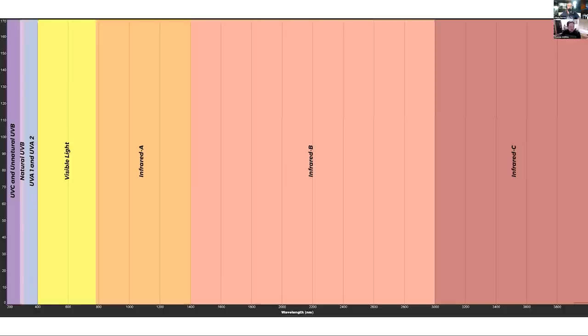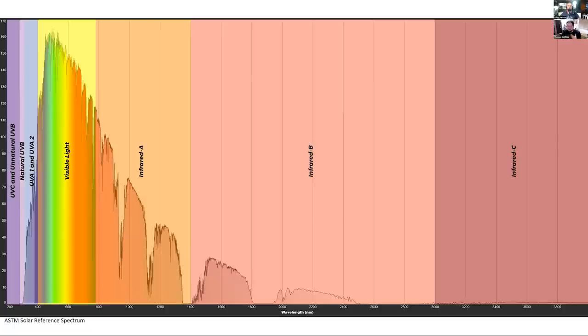And I can put sunlight on that. So I can show you a graph of what sunlight looks like. And this is what's called the ASTM standard sunlight. And it looks like this. And you can see that there is a tiny amount of natural UVB. You can see that down here. You see my mouse? There's a significant amount of UVA, 1 and 2. There's a whole heap of visible light. And then we have infrared A, infrared B, and there's essentially no infrared C. And that is the graph.